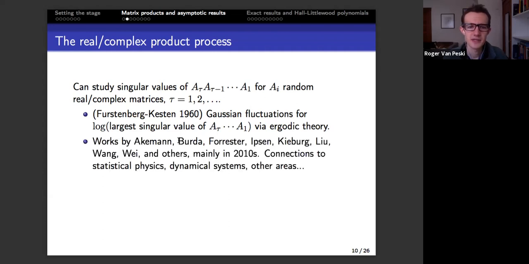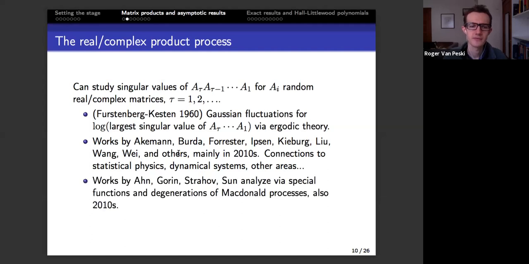More recently, there's been a lot of interest in these matrix product processes from the mathematical physics community, mostly in the past 10 years. There are lots of connections and applications to problems in statistical physics, dynamical systems, and some other things. There's also a strain of recent work on matrix products within integrable probability by Ahn, Gorin, Strahov, and Sun, which use special functions and degenerations of Macdonald processes to study these matrix products. The perspective taken there is pretty similar to the one which we're going to take with p-adic products, to use symmetric functions to do as much as we can.